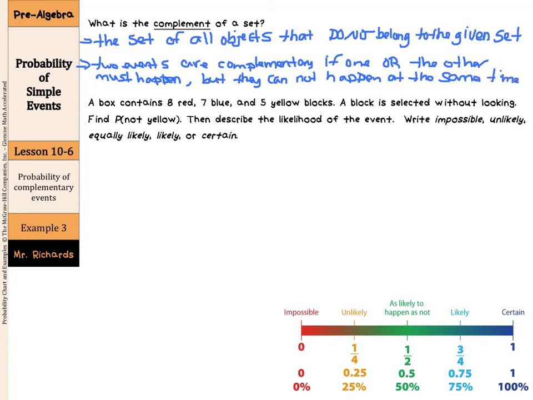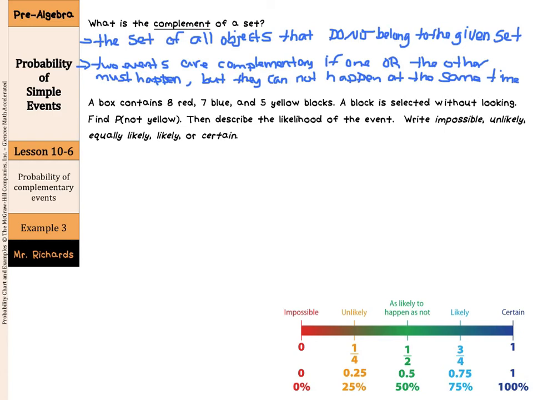So now a box contains 8 red, 7 blue, and 5 yellow blocks. A block is selected without looking. Find the probability of not yellow. Then describe the likelihood of the event as impossible, unlikely, equally likely, likely, or certain.